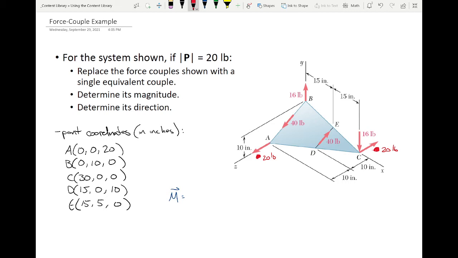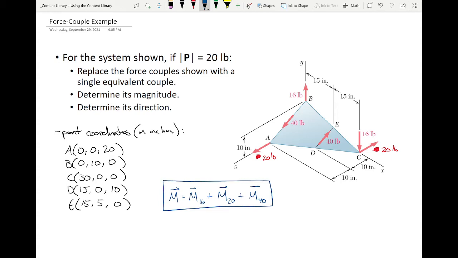What I want to do is see if I can write each of these couples as a moment. So I propose that ultimately what we're trying to do, and I'm just going to use this shorthand, is say that the moment due to the 16-pound couple plus the moment generated by the 20-pound couple plus the moment generated by the 40-pound couple. That this is our goal.